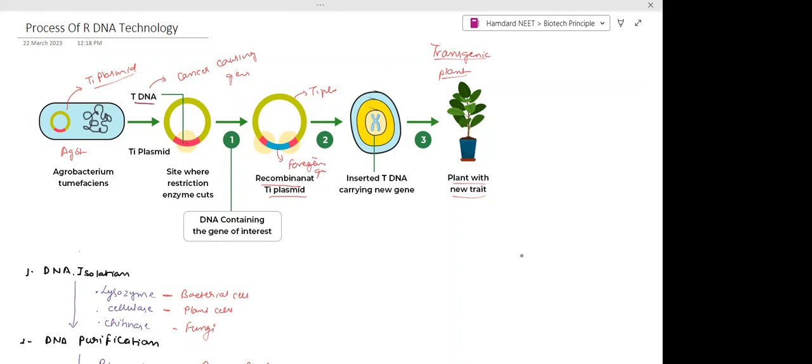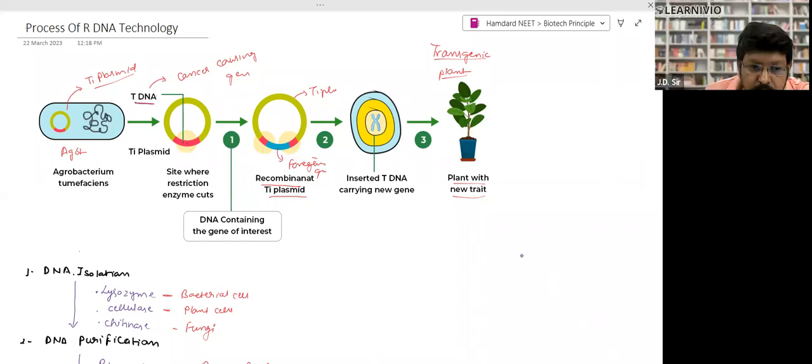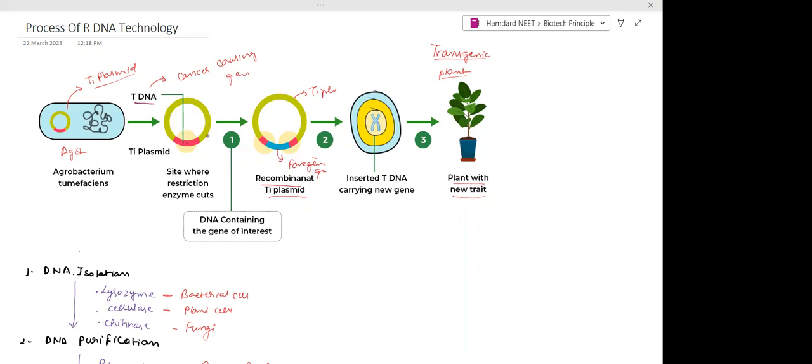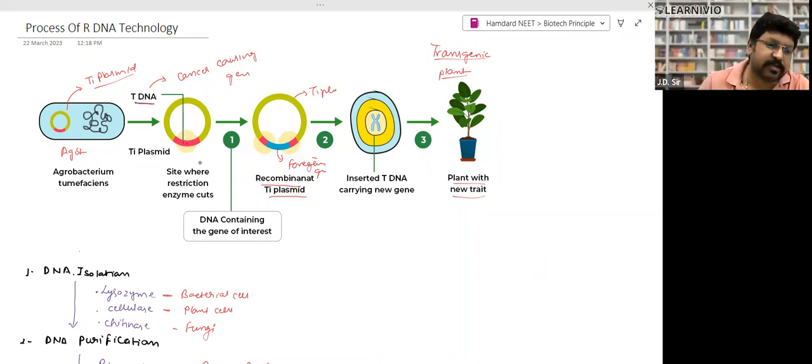Sir, are the Ti plasmid and tDNA the same thing? No. Look, actually this plasmid is the Ti plasmid. tDNA is a part of this plasmid, right? This tDNA sequence, this complete part, is made up of DNA, we know. It's a small part of DNA. Actually, this tDNA is a part of gene. It is a gene. This gene is responsible for cancer.